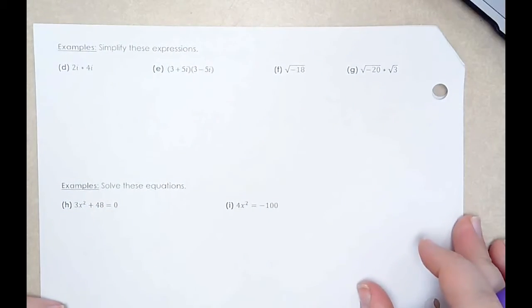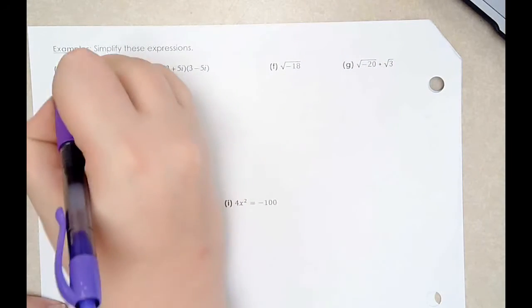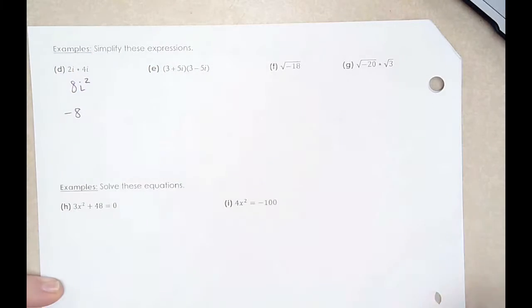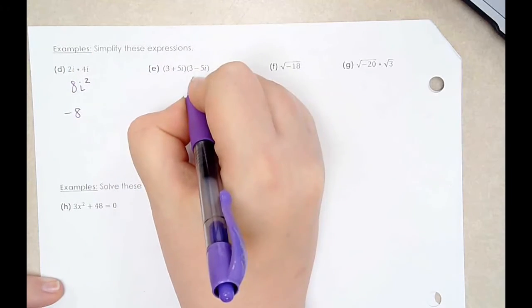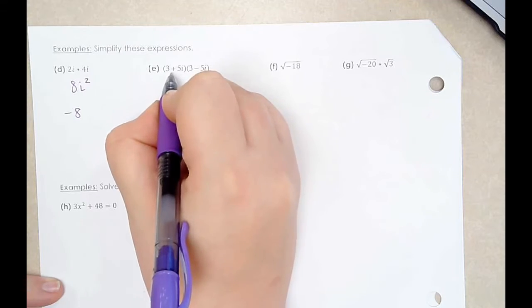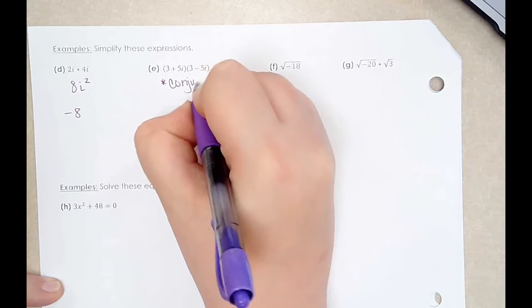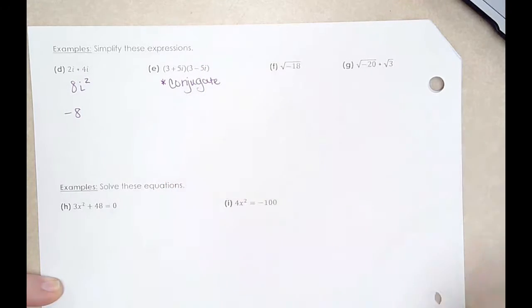Alright, so if we're going to simplify these expressions, same thing. We're going to have 8i squared, which is the same thing as -8. Here, something really cool happens, because what we're multiplying by, in this case, is the conjugate. That vocab will come up a little bit later, but for right now, just something good to know.